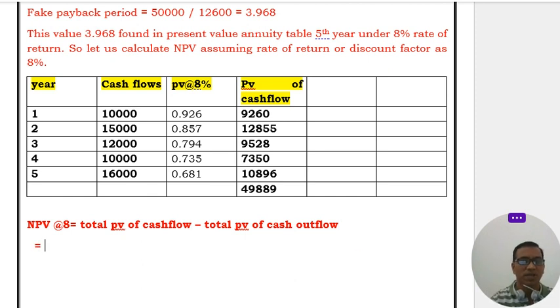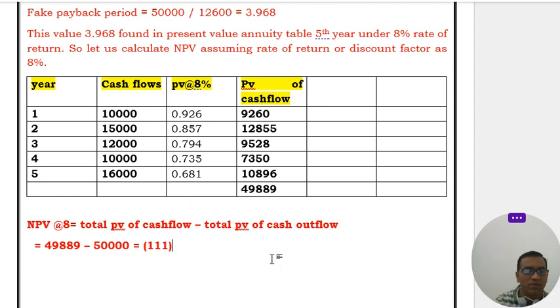Total PV of cash flow, 49,889, minus the cost of the project. What is the cost of the project? Cash outflow 50,000. That equals how much? Almost the nearest value, 49,889 minus 50,000, we got a negative value of 111. Not exactly equal, but the nearest value we got.